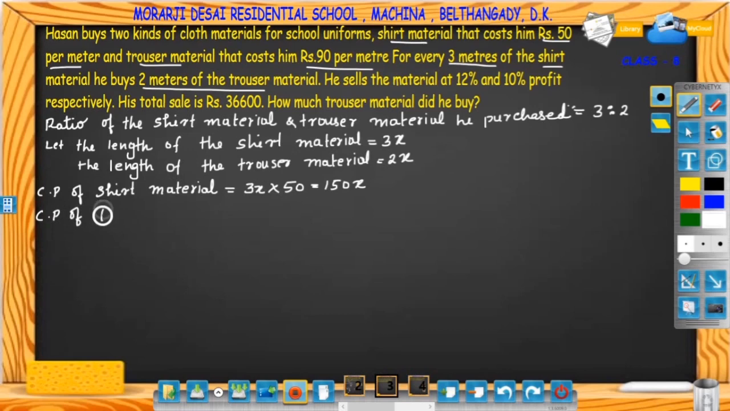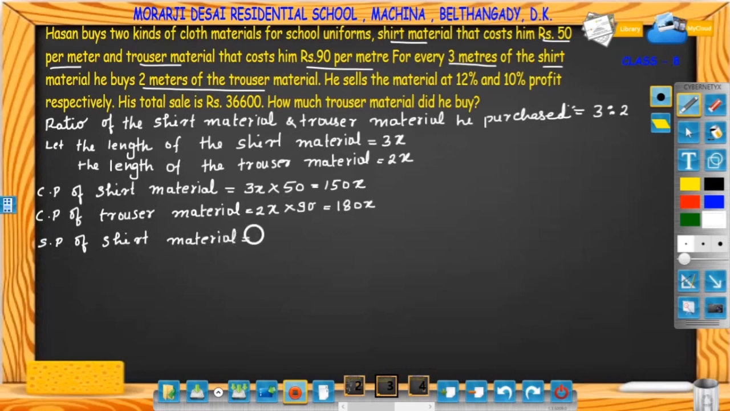Now cost price of trouser material is equal to 2x into, what is the cost of trouser material per meter, that is 90. So 2x into 90, that is 180x. After purchasing, he sells the material at 12% and 10% profit respectively. 12% profit for shirt, 10% profit for trouser.